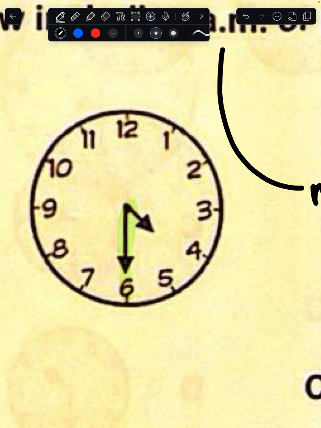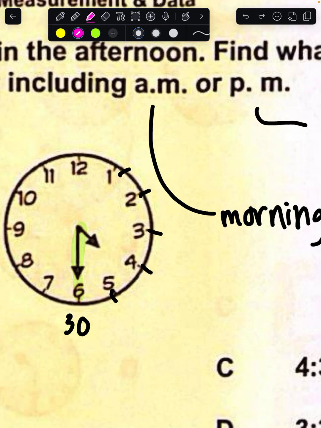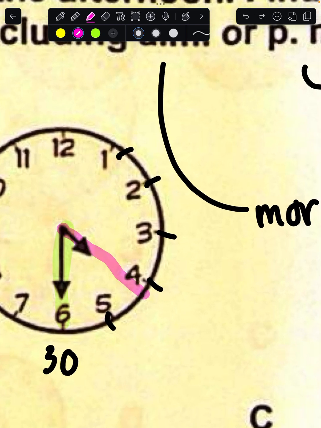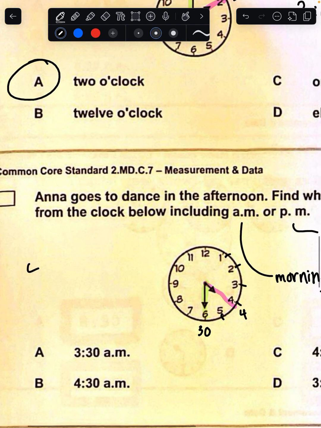So like I said, it's 5, 10, 15, 20, 25, 30. So we know the minutes is 30, and then hours, it's a little different. When it's not at 0, 0, it's not always going to be touching a number. So if it's between two numbers like this, you always pick the smaller number. So here it's going to be 4. So it's going to be at 4:30.